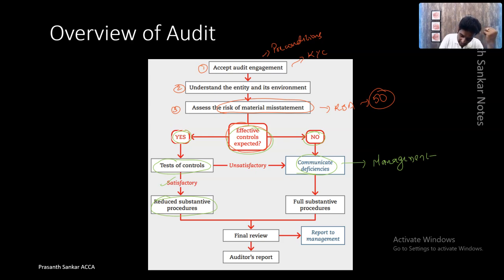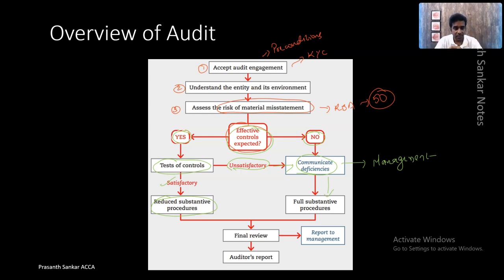If the controls are there, but the test of controls came out unsatisfactory, then also we will communicate the deficiencies. And in either case, we will do something called full substantive procedures. For the time being, full substantive procedure means more work. We'll collect more evidence to prove a transaction. With reduced substantive procedures, with fewer steps or less evidence, we can prove a transaction.